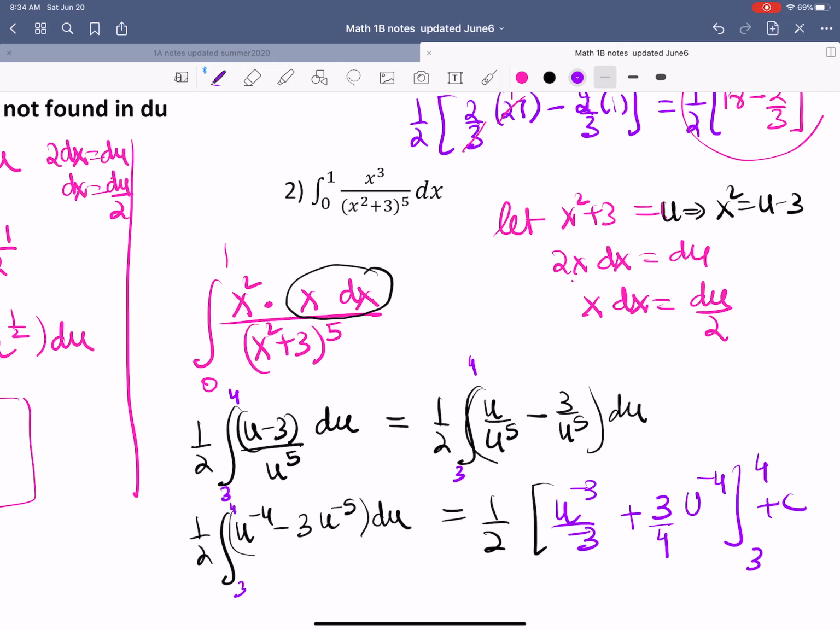Okay. I'll leave the rest for you. Simplification, use a calculator. Plug the 4 in first and then the bound 3 in and subtract the values. Okay.